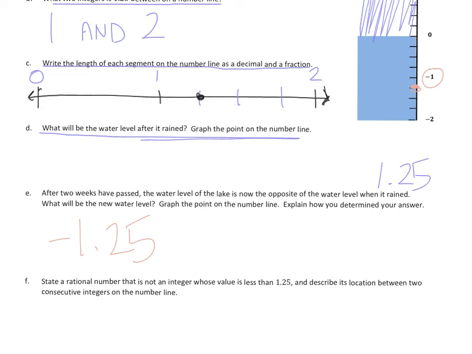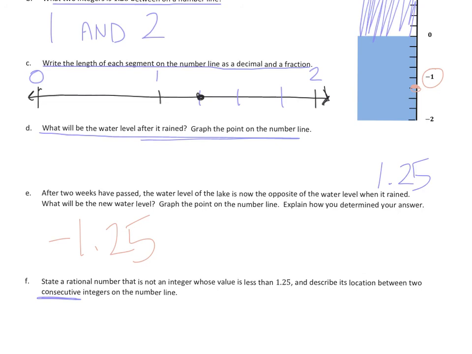For our last part of the example, state a rational number that's not an integer, whose value is less than 1 and 25 hundredths, and describe its location between two consecutive integers on a number line. This word we're seeing a lot of, consecutive, means right next to each other. 1 and 2 are consecutive because they're right next to each other. 2 and 3, 11 and 12. 24 and 25, those are all consecutive, but 1 and 8 are not consecutive. They're not right next to each other.